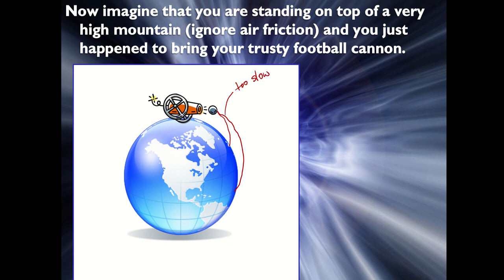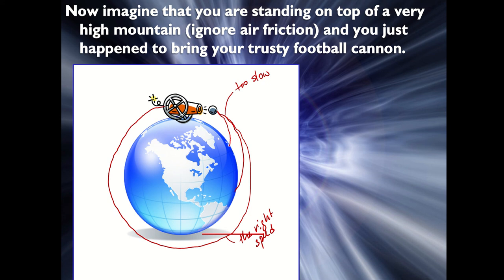Too slow to stay in orbit. But at some point, you're going to add enough gunpowder to launch it at the right speed, and it's going to keep going further and further away. And again, because the force of gravity is pretty much uniform around the Earth, it's going to go around and around and actually not fall, because you launched it just at the right speed. So in this case, we have the right speed to stay in orbit.